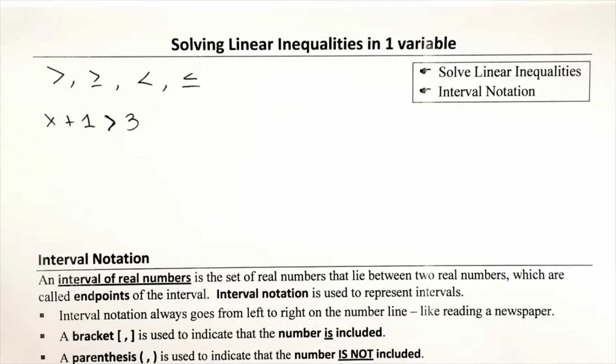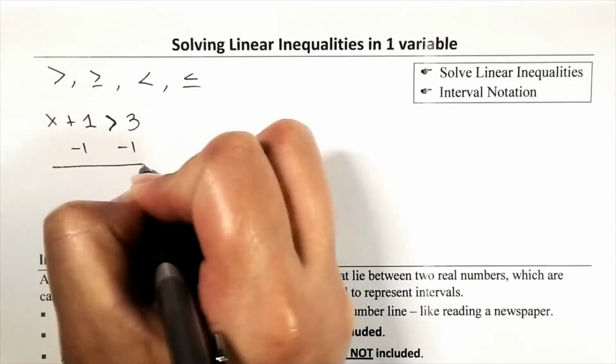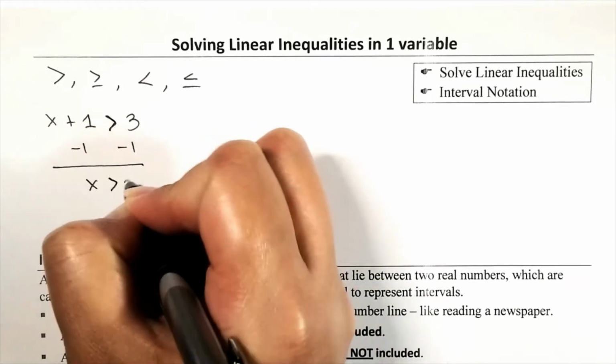To solve them, you solve them the same way you would solve an equation. Your main objective is to isolate that variable. So in this case, to undo an addition of 1, let's subtract 1 from both sides, and that will give us x is greater than 2.